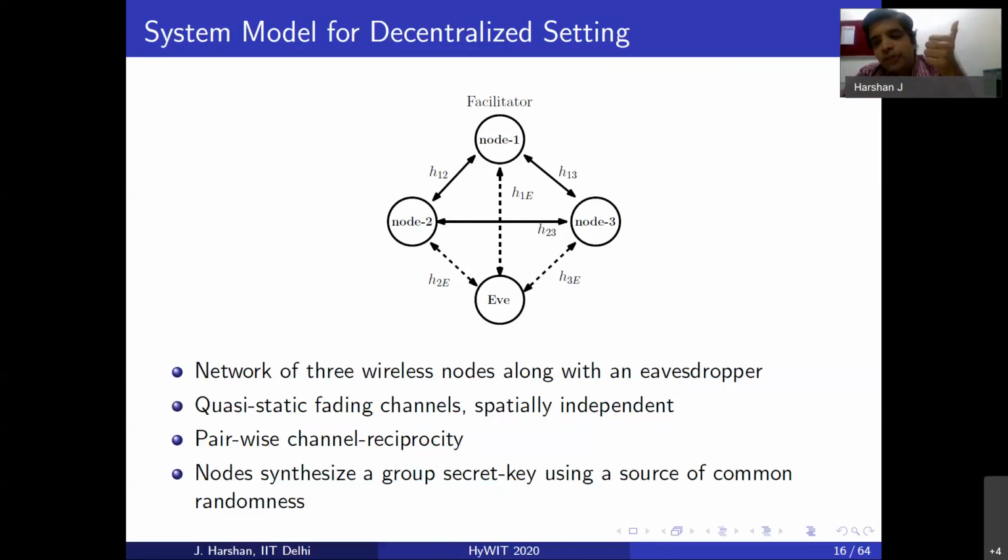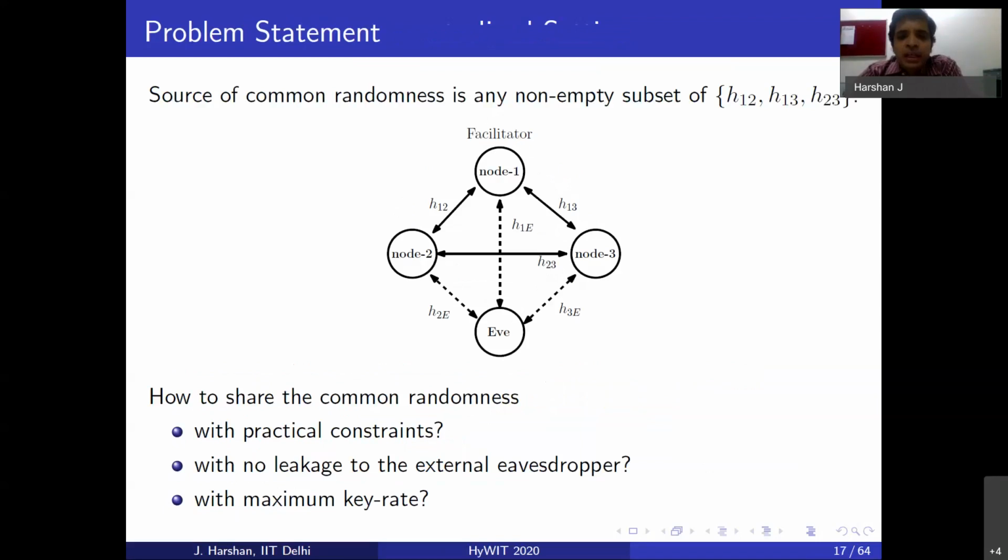Okay, and once somehow that is achieved, then we can think about how to really generate secret bits out of it. So it's sort of a two-step problem that we are trying to approach. Now in particular, in order to generate the key, we need a common source of randomness. And where does the randomness come from? It has to come from the wireless channel.